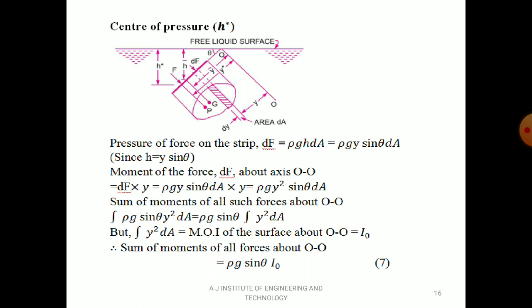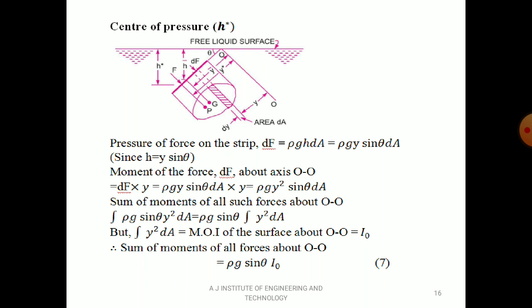Sum of the moments of all such forces about OO can be obtained by integration. So integration of rho g sine theta y square dA. That is equal to rho g sine theta, because it is a constant we can take it outside the integration, into integration y square dA. But integration y square dA is similar to the previous one. There it was I naught, here also it is I naught, that is moment of inertia of the surface about OO. Therefore sum of moments of all forces about OO is equal to rho g into sine theta into I naught. Take it as expression 7.